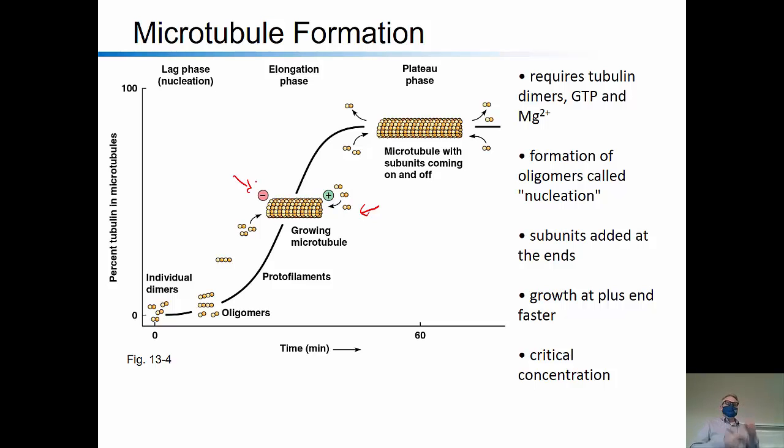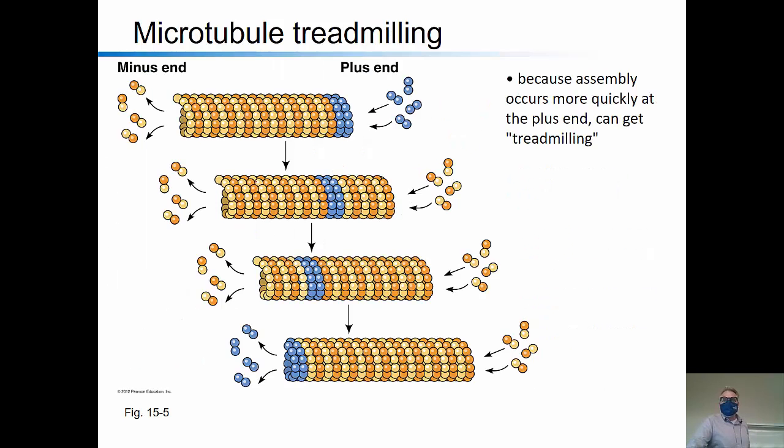And that then contributes to what we call treadmilling, where if we have a net gain of the dimers at the plus end and a net loss at the minus end, it means that overall what we end up with is a migration of the microtubules from the plus to the minus end, as new tubulin dimers are added at the plus end and removed at the minus end.